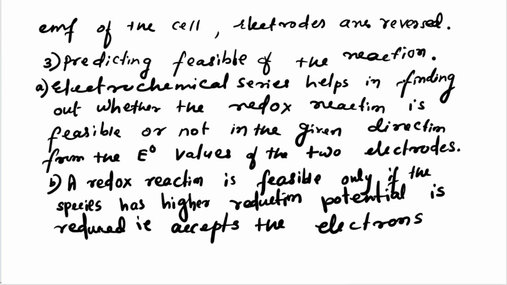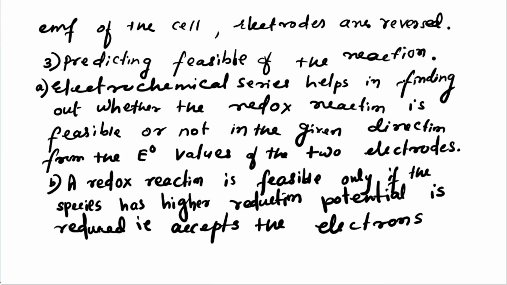What you were taking as cathode, now you take as anode, and what you took as anode, you should take as cathode. That means the cathode reduction potential should be higher than the anode. So for a positive value, you should take the electrode potential of the cathode minus the electrode potential of the anode.